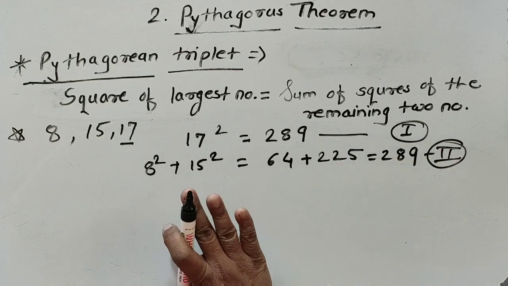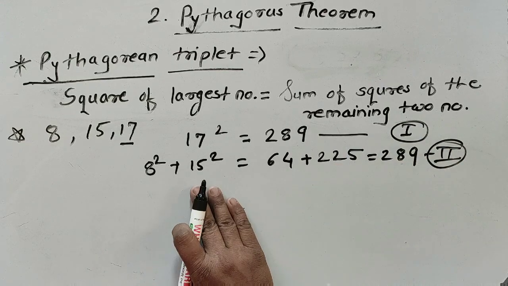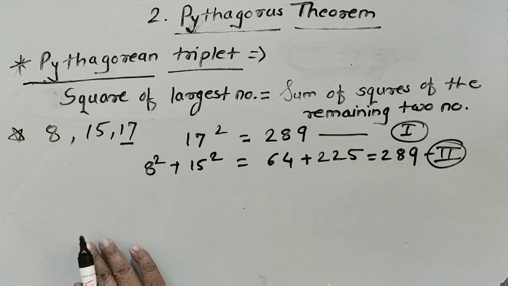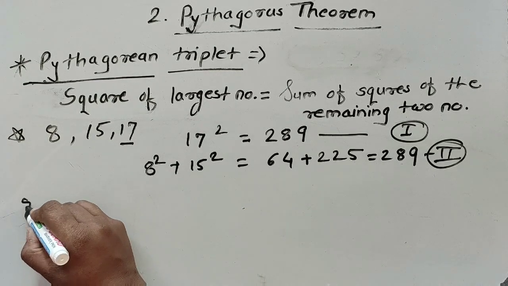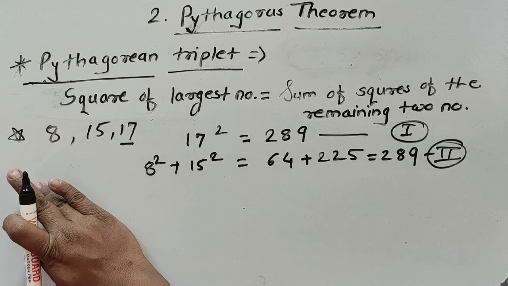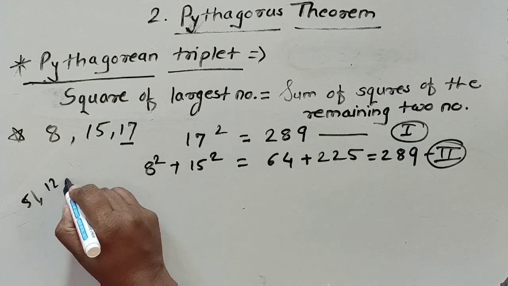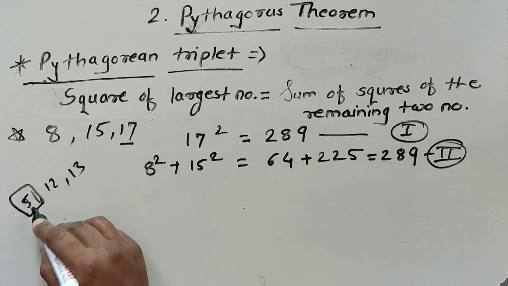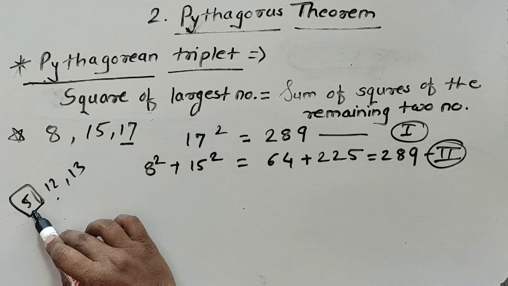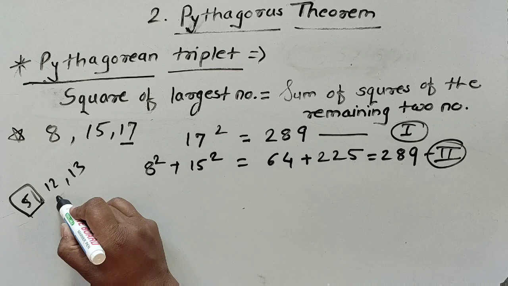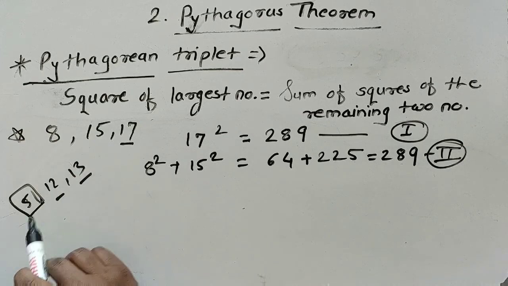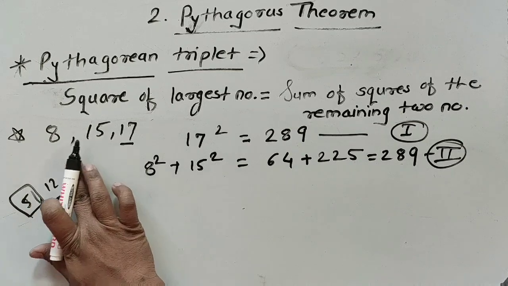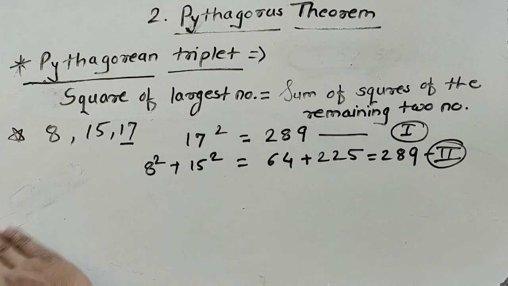Now we have seen two triplets. First the 3, 4, 5 triplet. After that we saw 5, 12 and 13, where 5 square is equal to the sum of these two numbers, and these are adjacent numbers, 12 and 13. After that we will see the 8, 15 and 17 triplet.